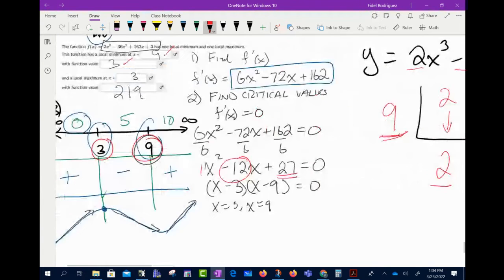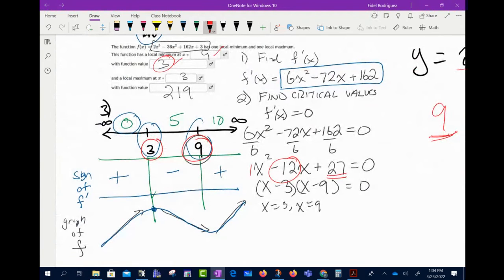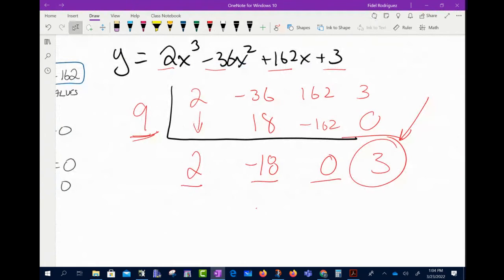Take a look. When we did this on the calculator, when we plugged in 9, what y value did we get? 3. You want to do it by hand? That's an easy way to do it by hand. It's much easier than taking 9 to the third times 2 minus 36 times 9 squared plus 162 times 9. You know what I mean? If you're going to do it by hand, this is another way you could do it.